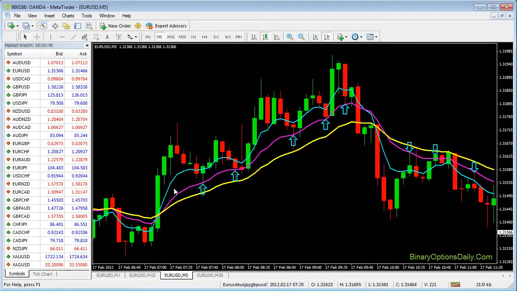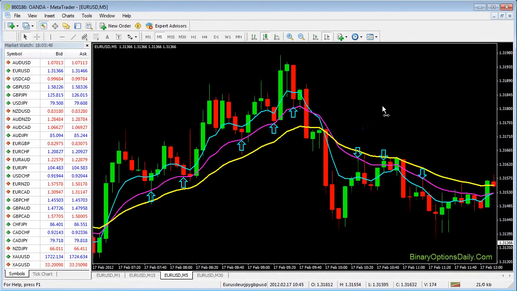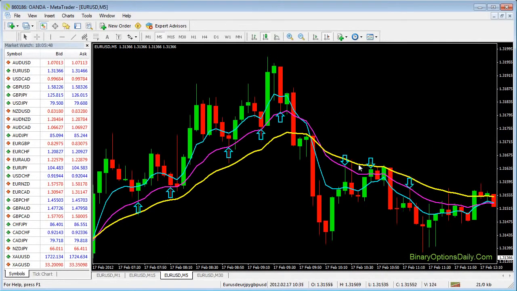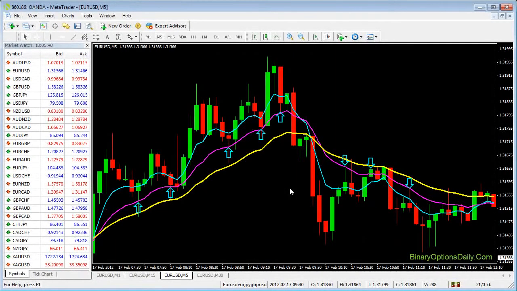So anyway, guys, I hope you have enjoyed this video, and as I said, what I'm looking for is just a trend guide. If the blue is above the magenta and the 26 is on the bottom, then we'll be looking for an uptrend. And if you see the exact opposite, where the 26 is on top, the 14 is in the middle and the 6 is on the bottom, then we'd be looking at a downtrend, and we'd be looking for puts.